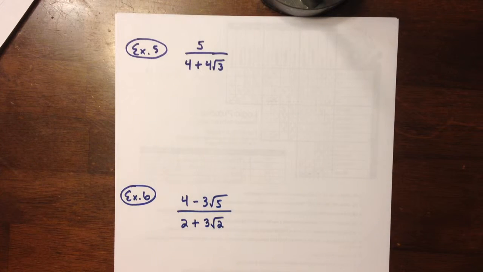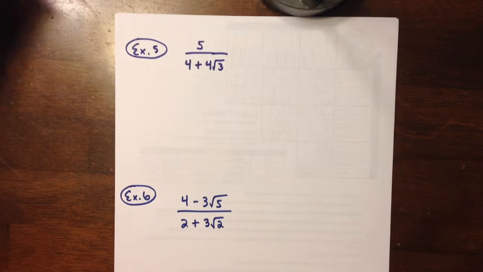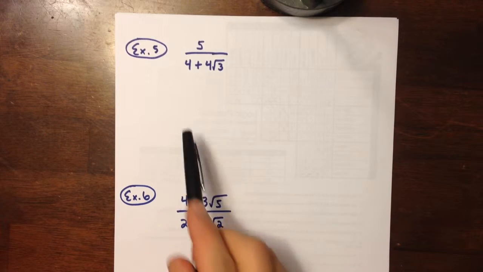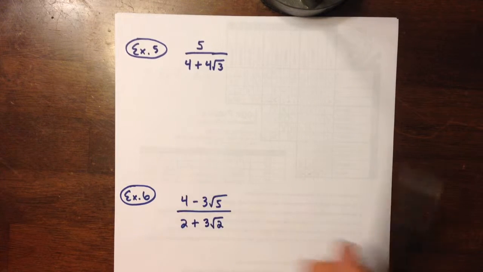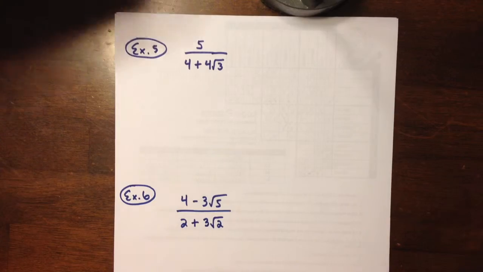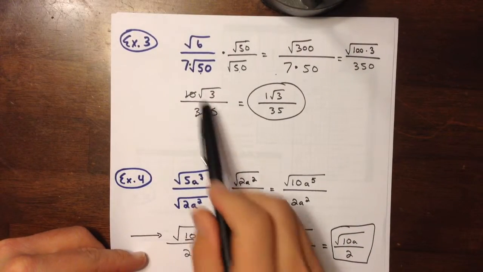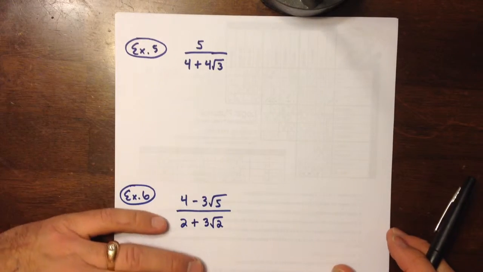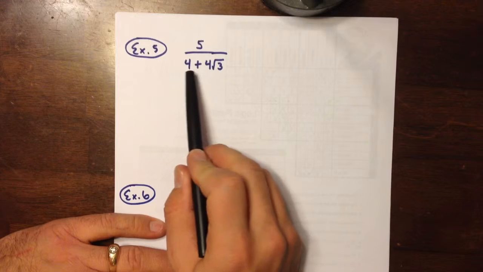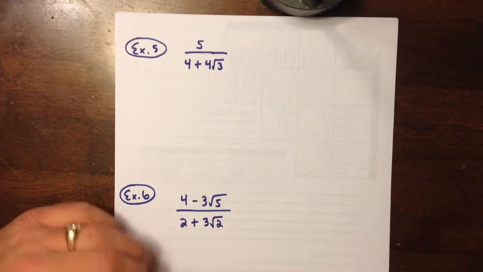Okay, finally, example 5 and 6 here. These are a little bit different just for the fact that I have a binomial in the bottom. So, previous examples, that's only one term in the bottom. So, the ones that we're going to tackle right now are a little bit more difficult just because we have two terms in the bottom.